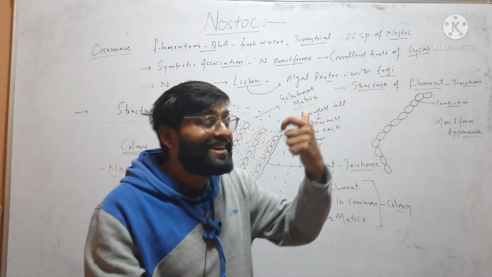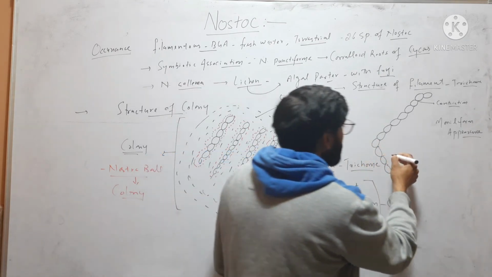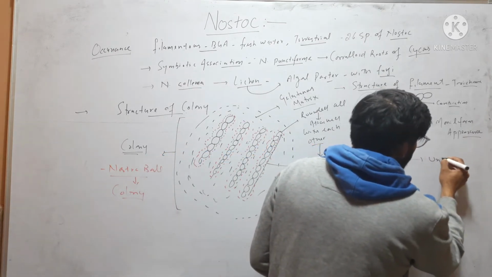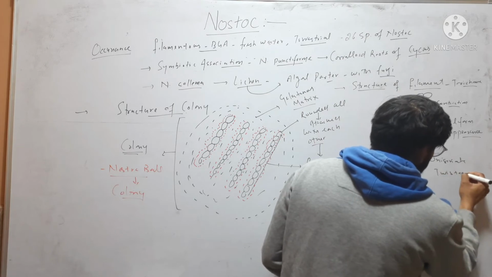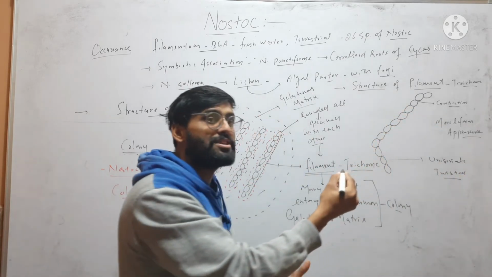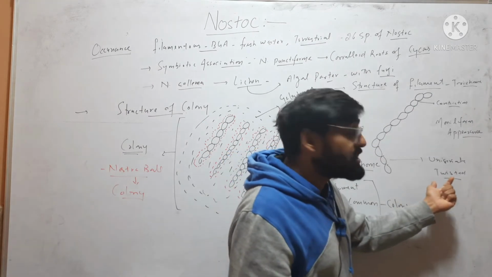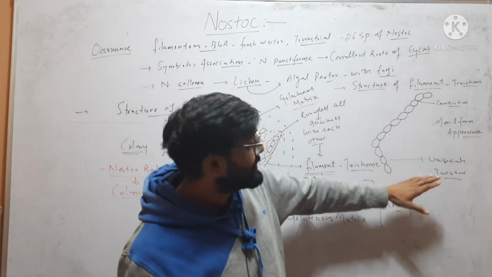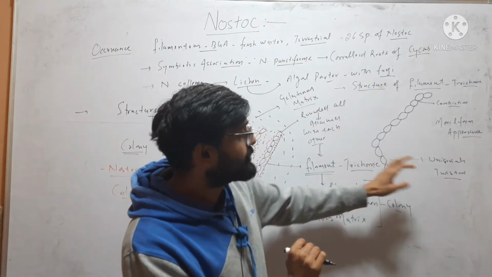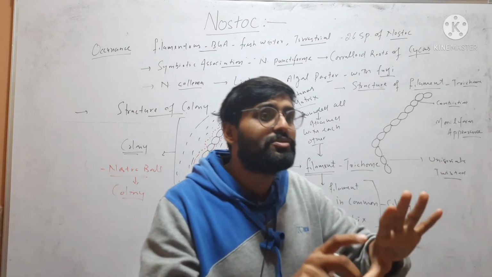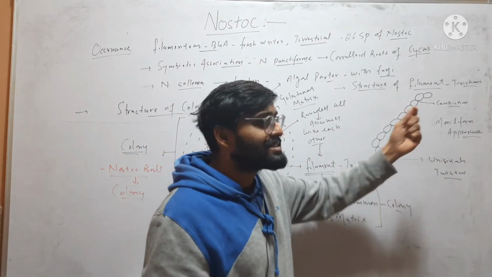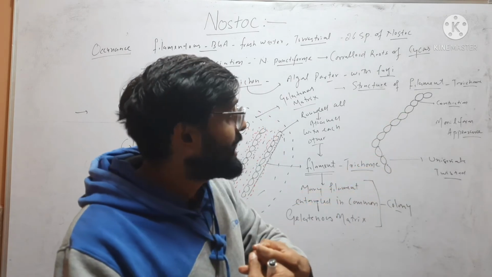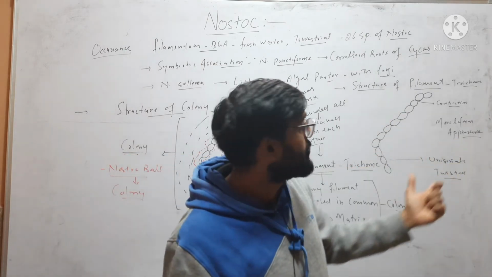So it gives a beaded appearance, and this filament is uniseriate and twisted. It is not straight, it is somewhat twisted, but it is unbranched. Uniseriate means a single series, it is not branched. So it is uniseriate and twisted, and the cells are constricted towards their ends, which gives the moniliform appearance.